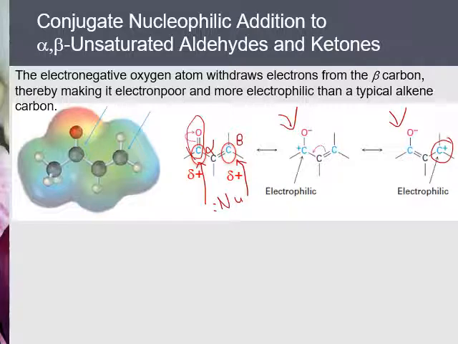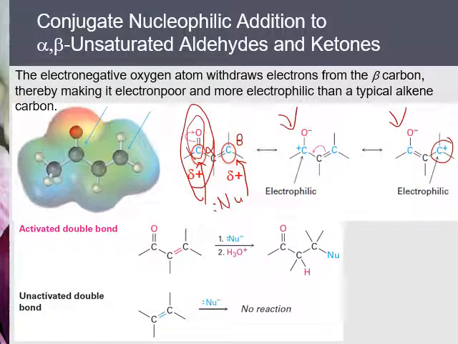So far, all the nucleophilic reactions we have seen involve attack at the carbonyl carbon. Today, in this section, we are going to see reactions with nucleophilic addition at the beta carbon, which is called conjugate nucleophilic addition. The result is that the nucleophile adds to the beta carbon, the pi bond breaks, and the alpha carbon adds a hydrogen.